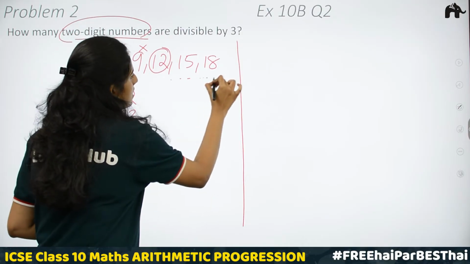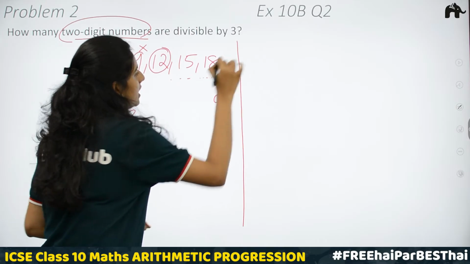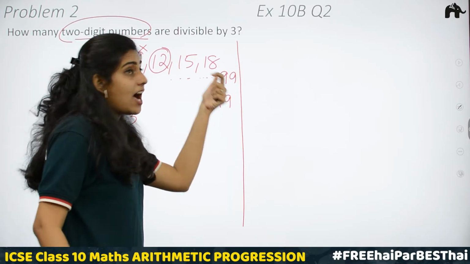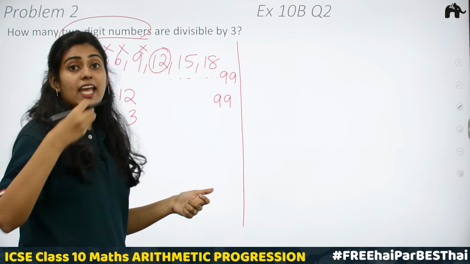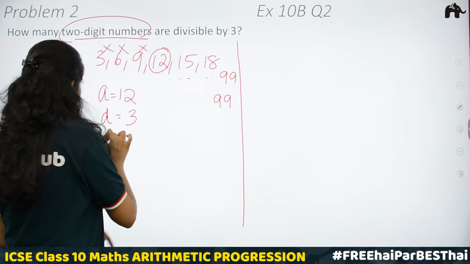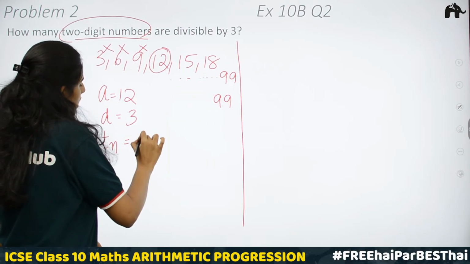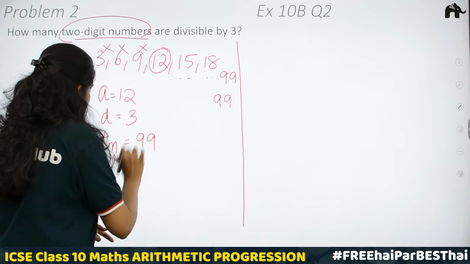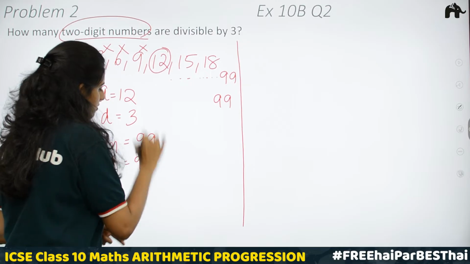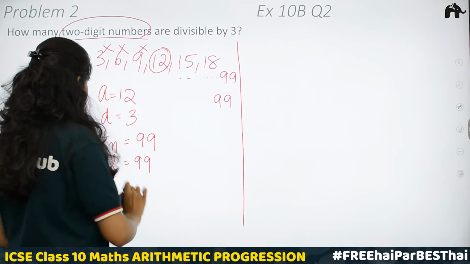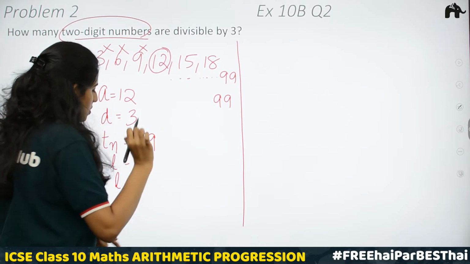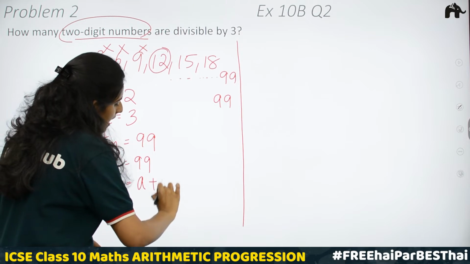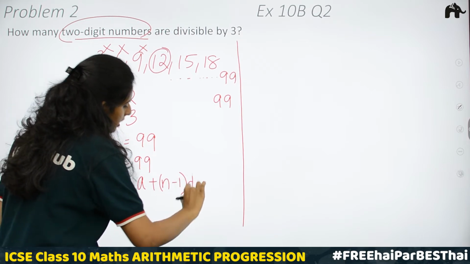Therefore, this pattern goes till we reach 99, which means the last term or the nth term is 99. Tn is equal to 99. Or we can write this as the last term, L is equal to 99. We have a formula, right? Last term L is equal to A plus n minus 1 into D.